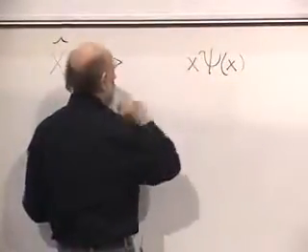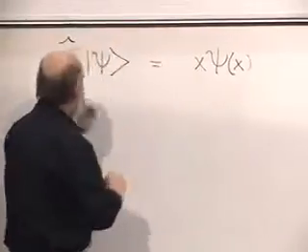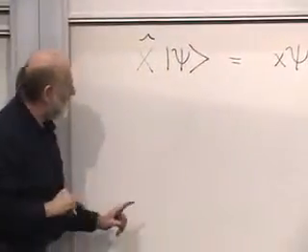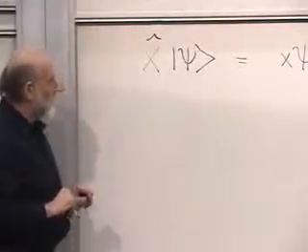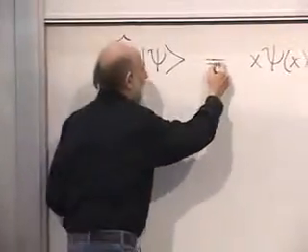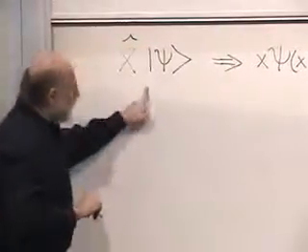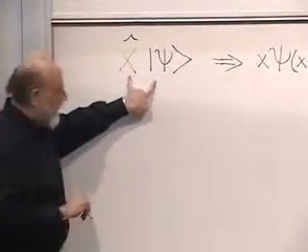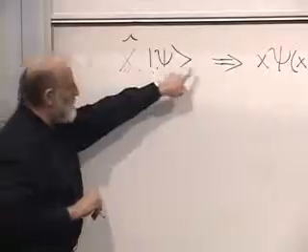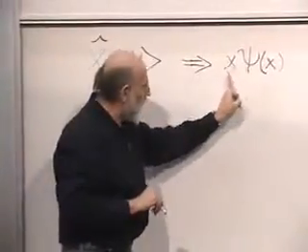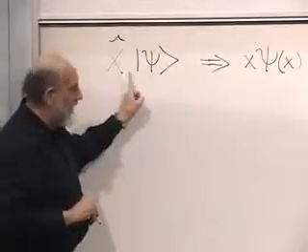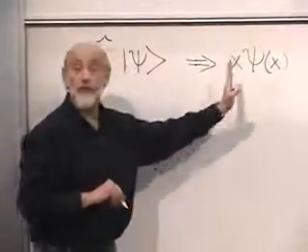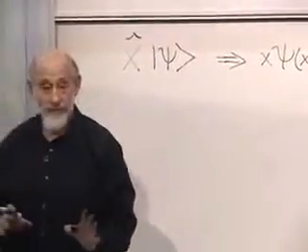That's its definition. The operator x hat acts on the ket vector psi, I should say corresponds to, not equals, in such a way that the new vector, if the old vector was represented by psi of x, the result of multiplying it by the operator x hat, is just to multiply the function by x. Very simple.